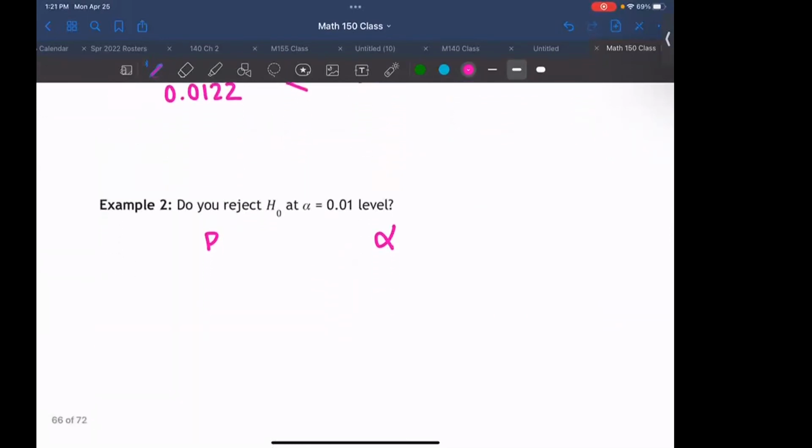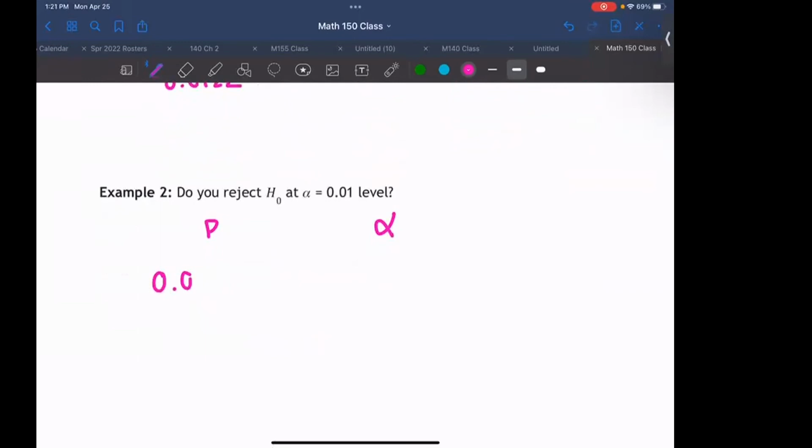P is the 0.0122 still. And alpha is 0.01. Okay. Which one was bigger, p or alpha? P, good. Put my sign that way. And since it was bigger, then we do not reject, right? Fail to reject.